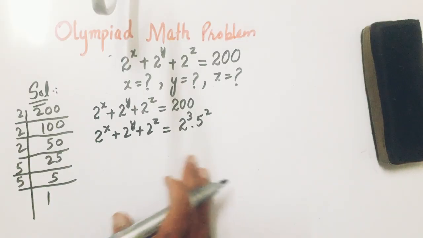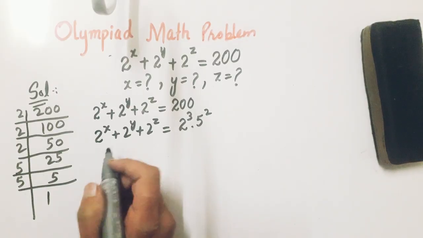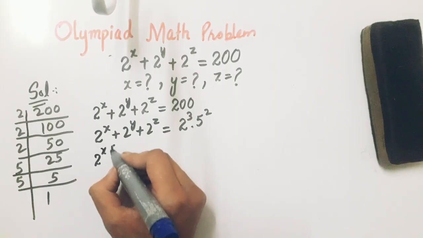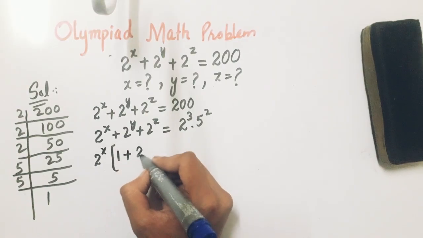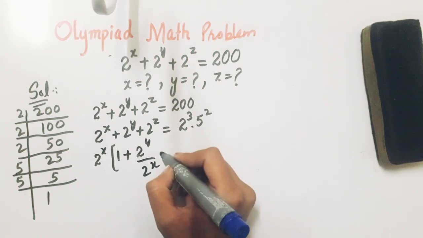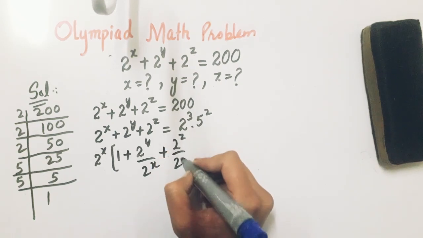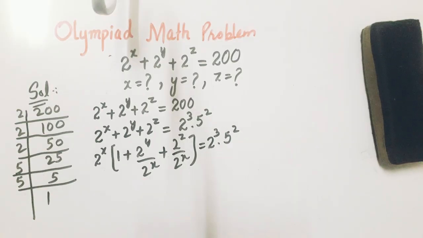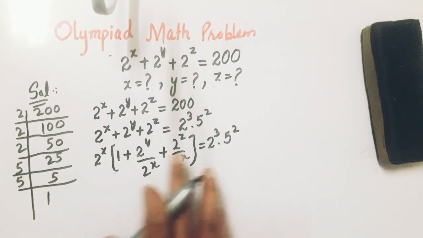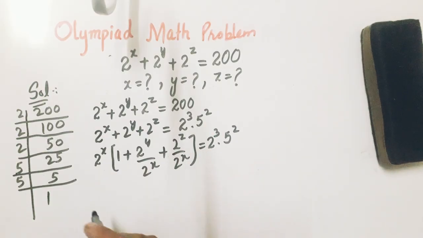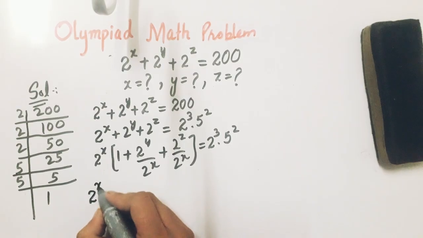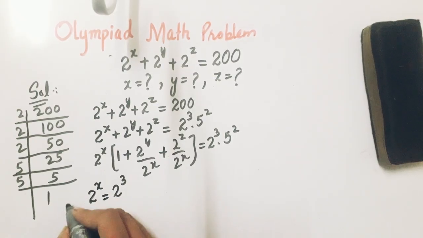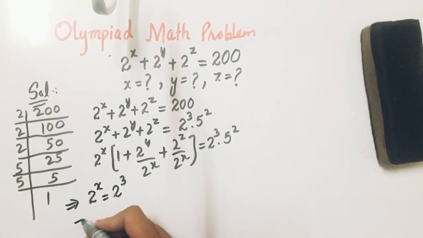So this is an interesting fact, that now we will take 2 raised to power x as common from this. That means we get 1 plus 2 raised to power y divided by 2 raised to power x plus 2 raised to power z divided by 2 raised to power x, that equals 2 raised to power 3 into 5 square. If the multiplication of two factors are equal, that means the first factor equals the first and the second one equals the second. So which implies 2 raised to power x equals 2 raised to power 3. When the bases are same, the powers are also same. That means x equals 3.